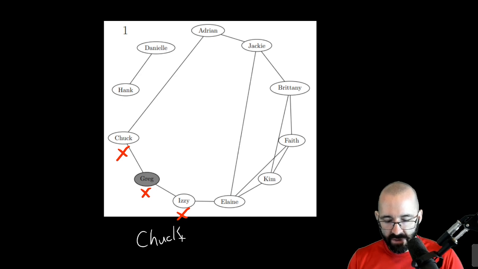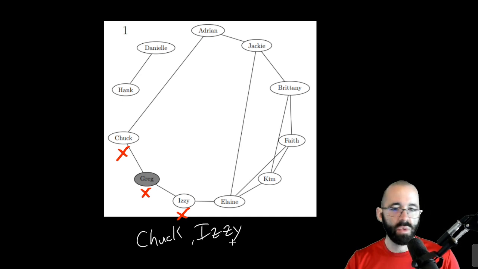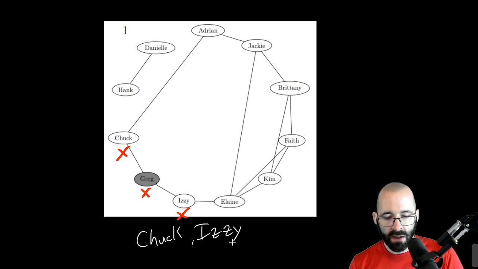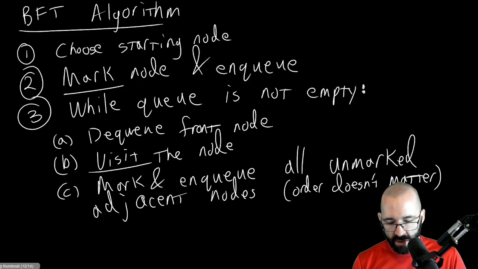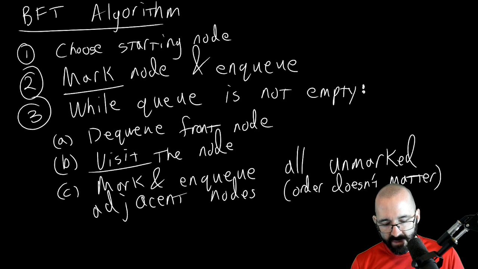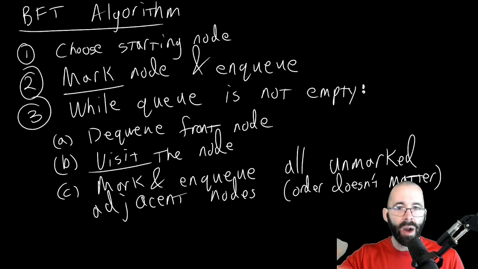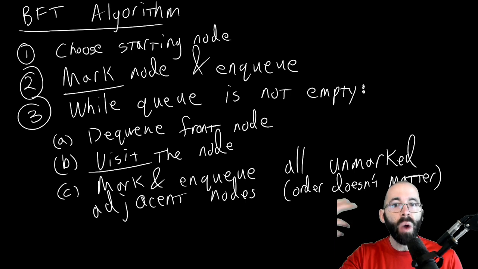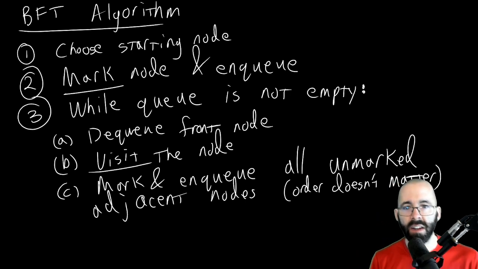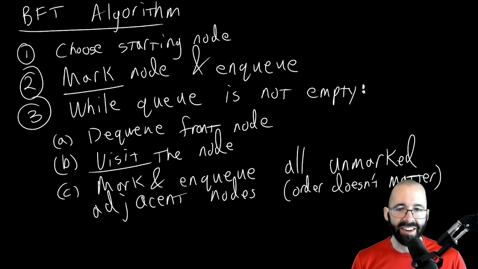So now we have Chuck and Izzy. The order doesn't matter which way we put them in. All right, we marked them, and we enqueued them. And that's it for step C. What's next? That's it. That's the whole algorithm. So of course, we just keep going in our while loop.